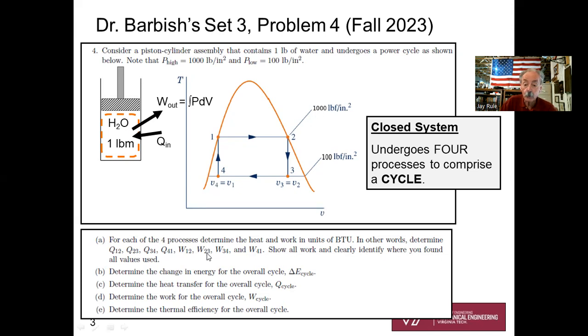Also, find the work out for each of those 4 processes. That's even more work. Part B, determine the change in internal energy for the cycle. That's delta E. Part C simply says, add up all the Qs that you calculated and give me an answer. Part D, do the same thing for the work values: add all 4 of them up, see what you get. And then part E says determine the thermal efficiency. And you can't do that until you've had the classroom material. I'll try to give you the crash course here on what thermal efficiency is. Talk about that more later.